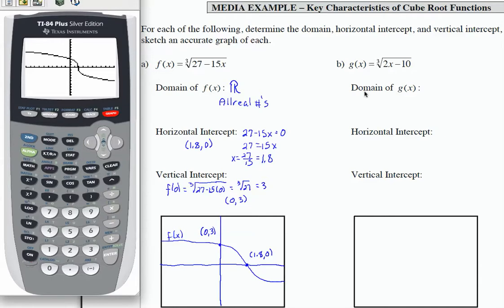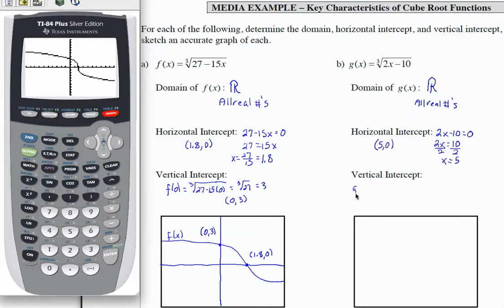Okay, for function g of x, it's also a cube root, which means the domain is all real numbers. To find the horizontal intercept, we're going to take what's under the radical, 2x minus 10, and set it equal to 0. I'm going to add 10 to both sides, so 2x equals 10. Then I'm going to divide both sides by 2, giving me x equals 5. So this will be the ordered pair 5, 0.